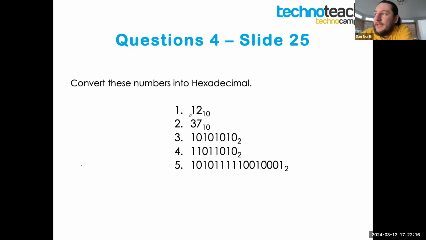37 in decimal works out to 100101 in binary, which we split into four, gives us 0101, which is 5, and 0010, which is 2. So 25 hexadecimal is 37 in decimal. This one splits nicely. It's 10 in binary. Okay, this is the 8's column, this is the 2's column, so that's a 10, and same the other side, so AA.